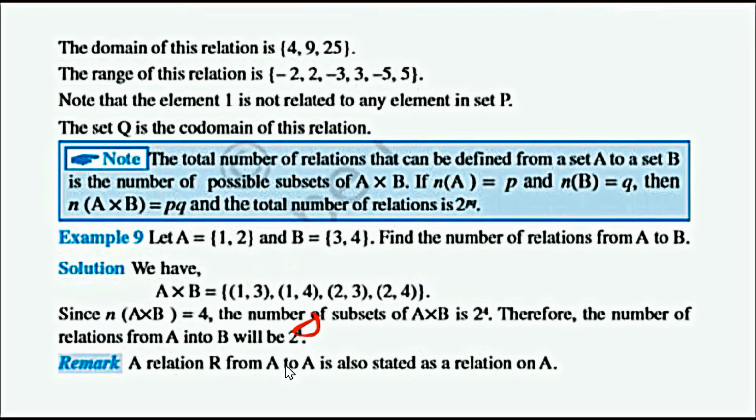A relation R from A to A is stated as a relation on A. We are talking about A and B here differently, but when we are talking about the same set, like a relationship of your family with your family, that means a relationship of me with myself. So a relationship of A to A is also stated as a relation on A.